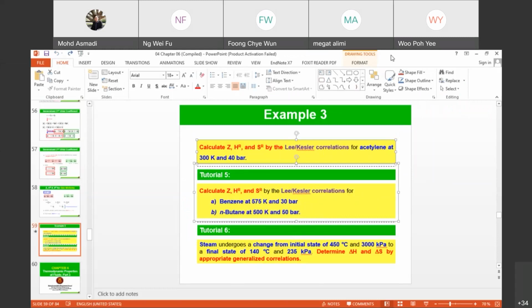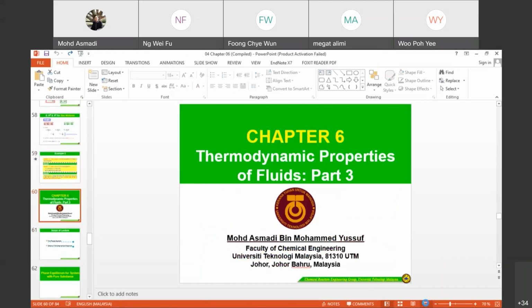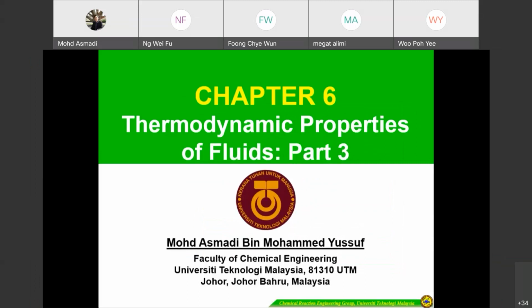This is for those who cannot get the answer, so that is the final answer. Delta H is equal to negative 593.95 joule per gram, while delta S is equal to negative 0.078 joule per gram Kelvin. Okay, so we continue on the next sections.